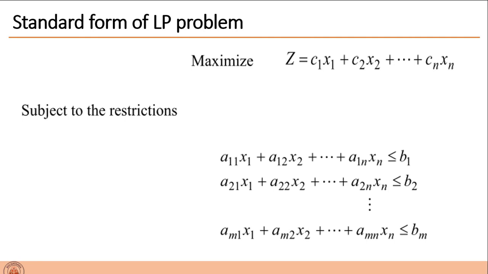This is how a standard LP problem looks. First, just like the properties we have identified earlier on, you have a maximization function, then subject to some restrictions. The restrictions here are what we call the constraints. The function being maximized here is C1 x1 plus C2 x2 up to Cn xn, and that is what we call the objective function.